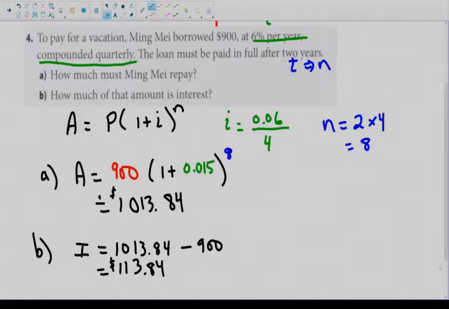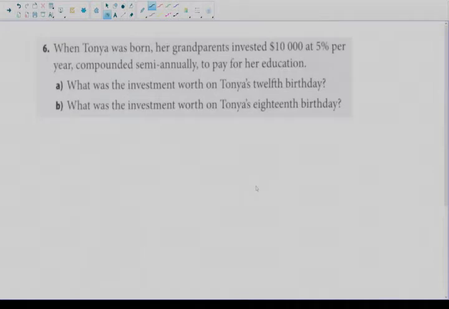Let's continue. When Tonya was born, her grandparents invested $10,000 at 5% per year, compounded semi-annually to pay for her education. What was the investment worth on Tonya's 12th birthday? What was the investment worth on Tonya's 18th birthday? So, what is our question asking us to find? It's asking us to find a final amount of the investment's worth.